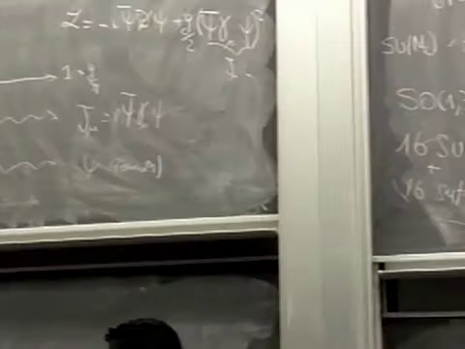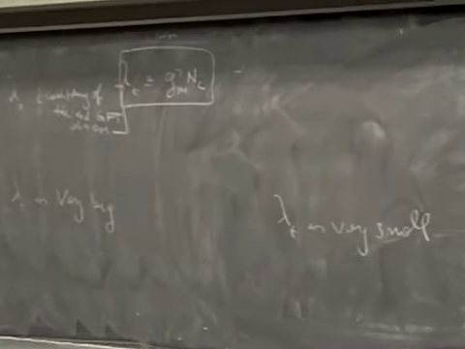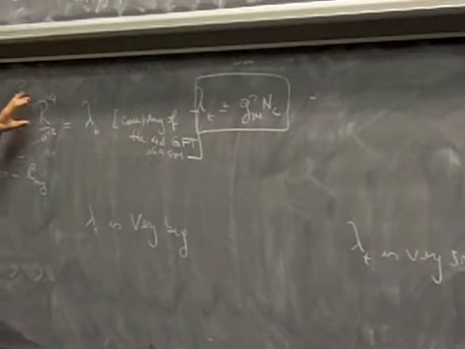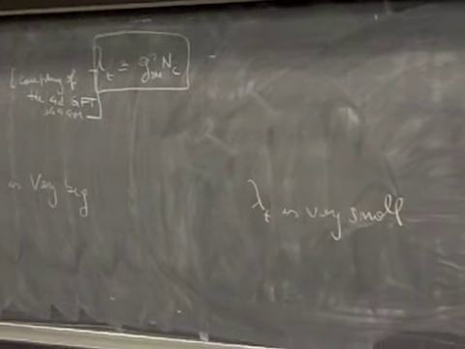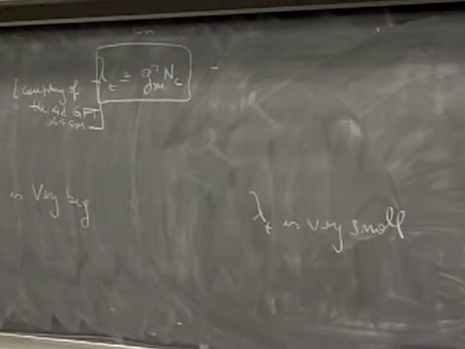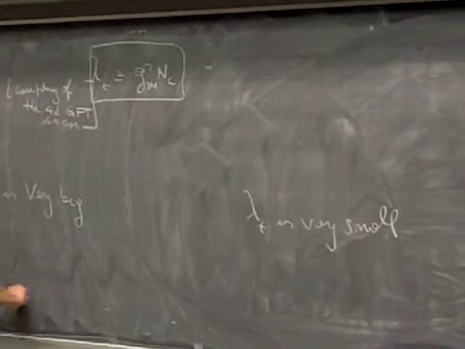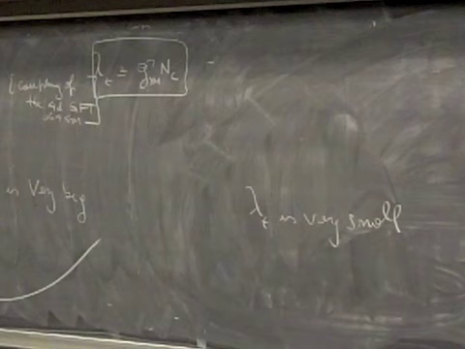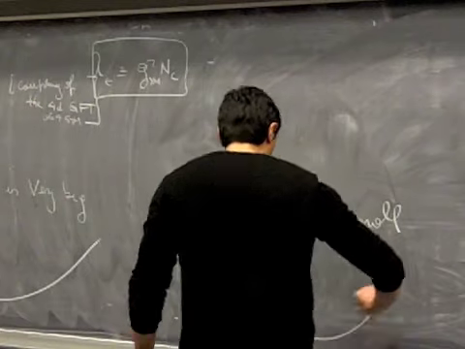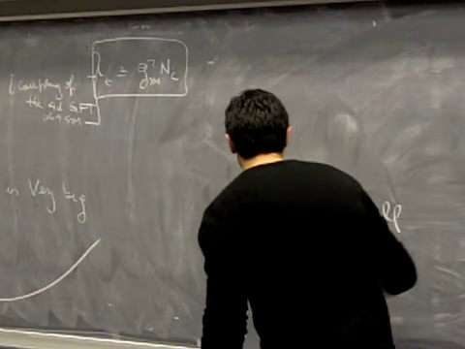Okay. So notice the following. If this lambda is very big, this is telling us that the radius, the characteristic distance in the space, is much, much bigger than the length of the string. Good? So you will have a situation like this. This is your space, and this is your string. If lambda is very small, you will have a situation where this is your space, and this is your string.